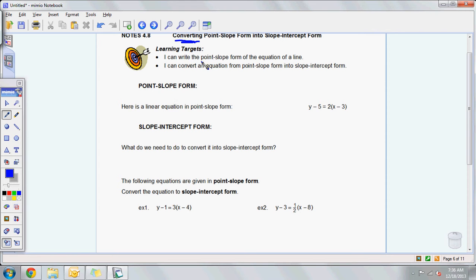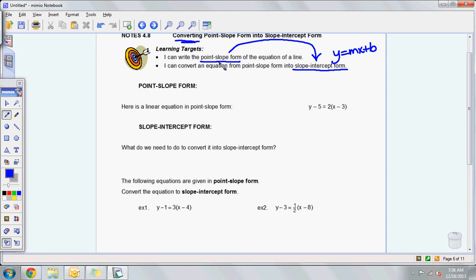So we just learned how to do point-slope form, which you should be familiar with. And what you're going to be doing today is converting or changing that form into slope-intercept form, which we learned in our last chapter. So if you remember, slope-intercept form is just y equals mx plus b. So that was from our last chapter.